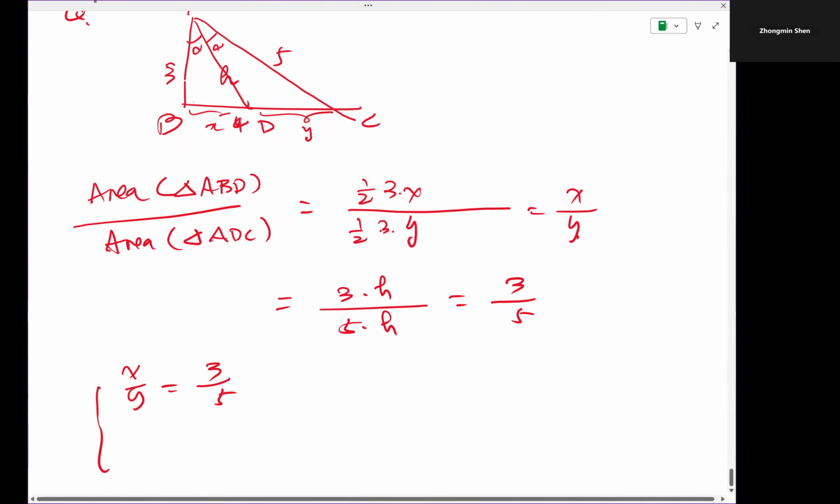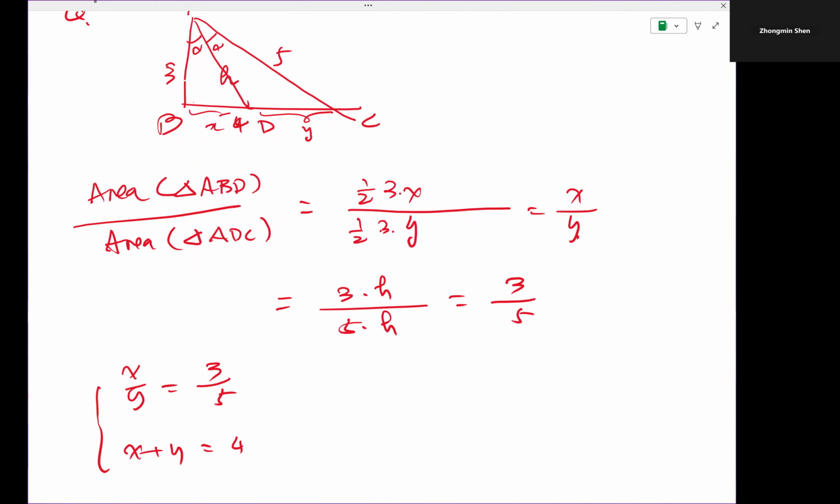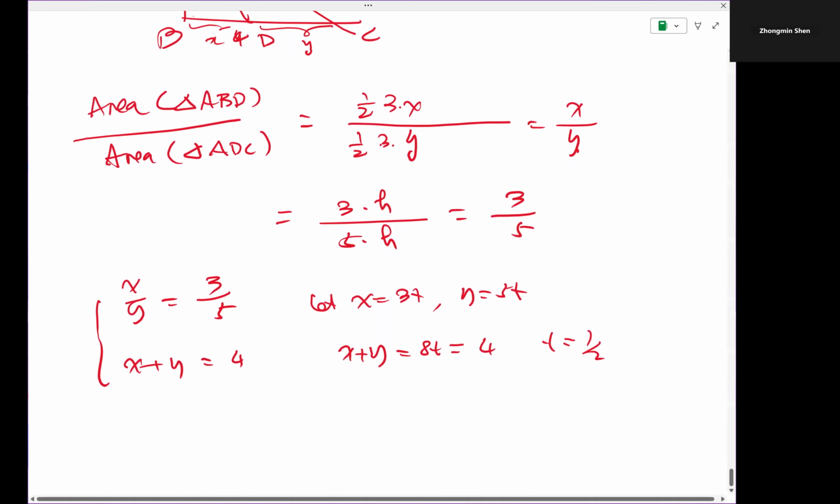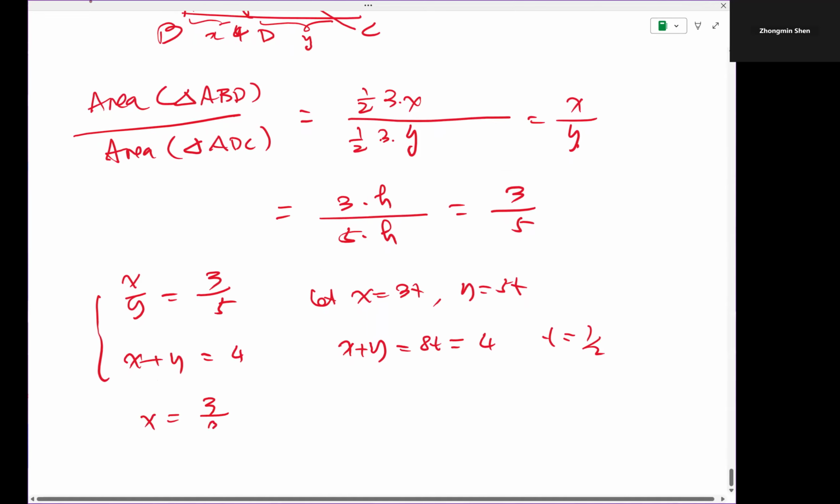And you have to find another equation. Because that's a base, x plus y equals 4. All right, so therefore, you can find x and y. And how to do that? You can let x be 3t and y be 5t. You put together x plus y equals 8t, which is 4. t is going to be 1/2. So therefore, x equals 3 over 2, y equals 5 over 2.